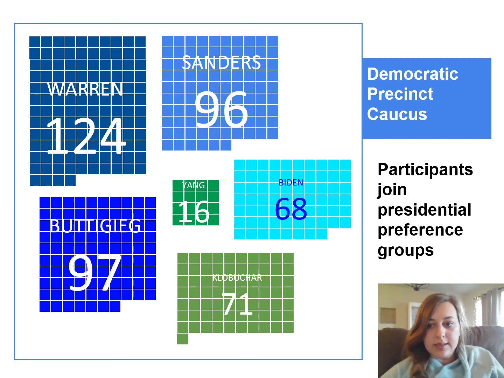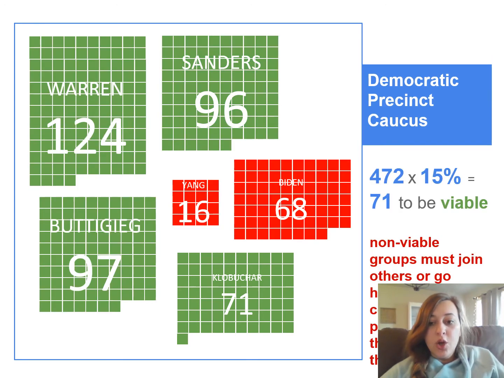Now, the next step. You need to be viable. These are the rules for the Democratic caucus in Iowa. You need to be viable. In Iowa, the viability threshold, as they call it, is 15%. So you need 15% of supporters in order to go to the next round of counting. At the end of round 1, in this precinct, you needed 71 to be viable. Andrew Yang and Joe Biden have not met that.